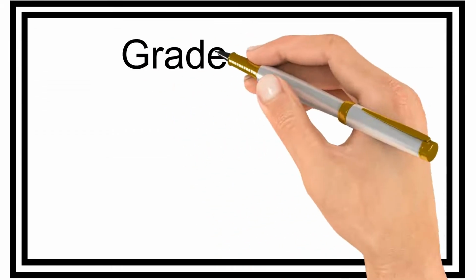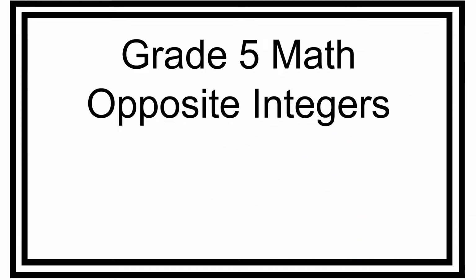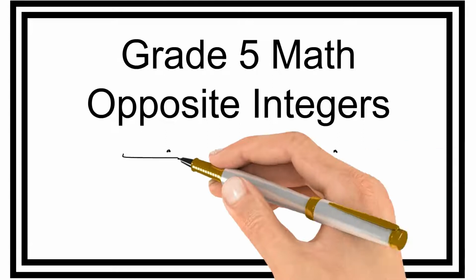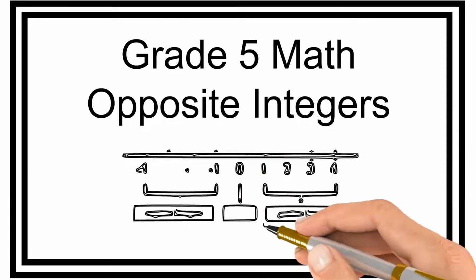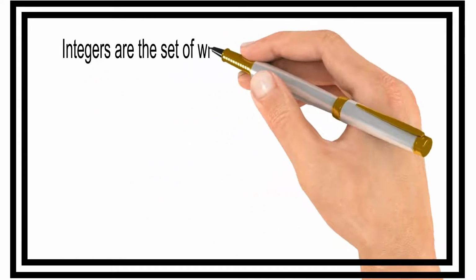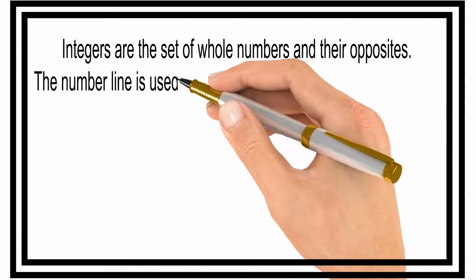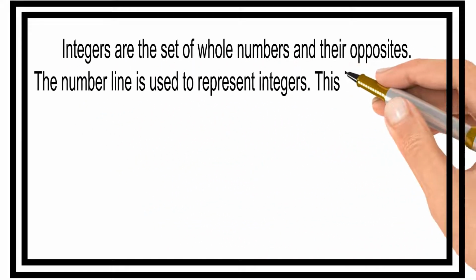Grade 5 Math. Opposite integers. Integers are the set of whole numbers and their opposites. The number line is used to represent integers. This is shown below.